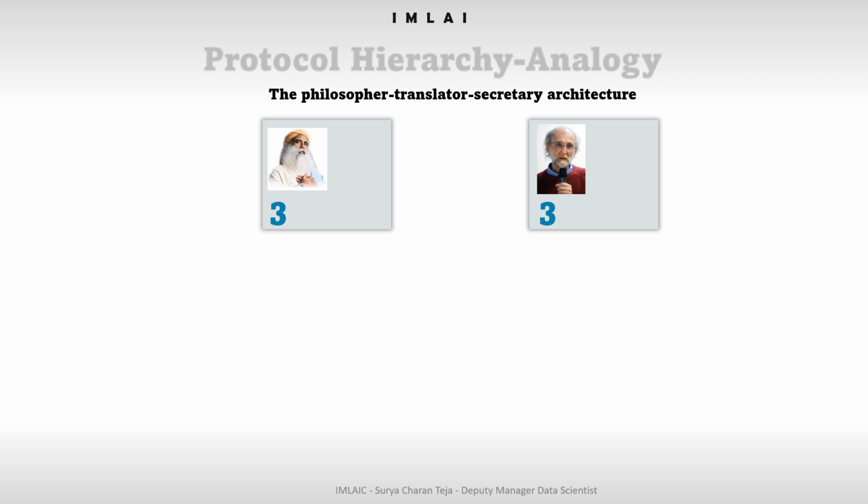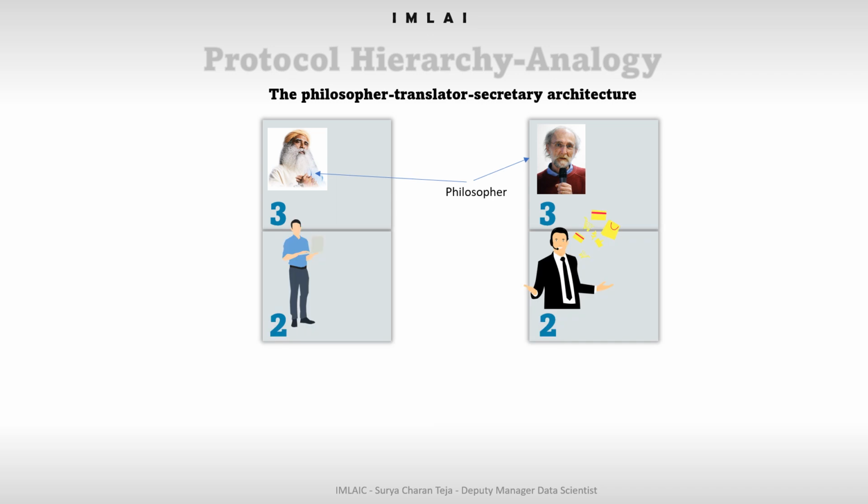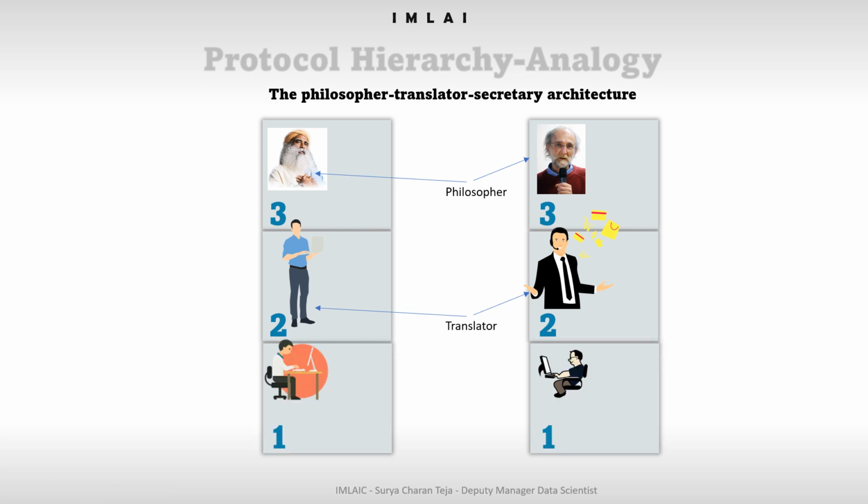Okay, so now since they have no common language, they each engage a translator. So here we have a translator, and this is layer 2. This is also a peer process. So layer 3 and then layer 2. Then each of them in turn contacts a secretary. So this is layer 1. So in total this is a 3-layer architecture, a 3-layer communication.